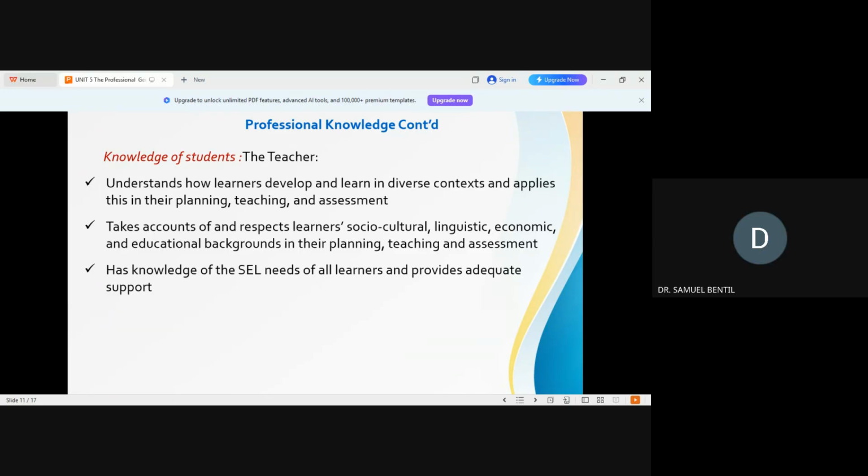So we have the next aspect of the professional knowledge, knowledge of students. And here we said, as a teacher, you must understand how learners develop. That's why you do educational psychology, theories of learning, stages of growth and development, so that you understand how students develop per their age and learn in diverse contexts, and apply this in your planning, your teaching, and assessing students as well.